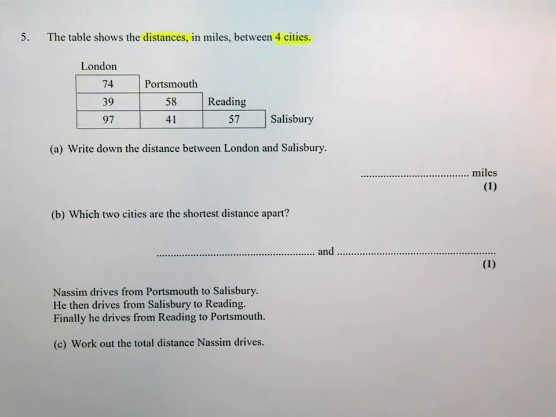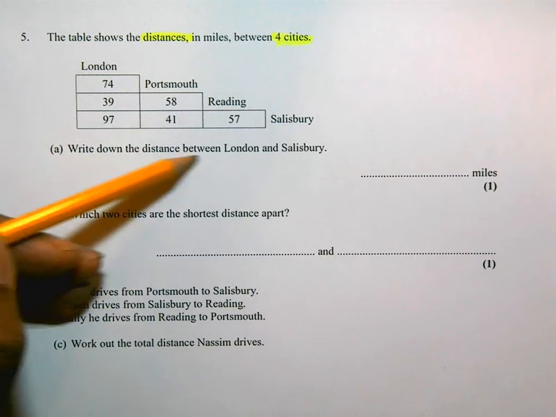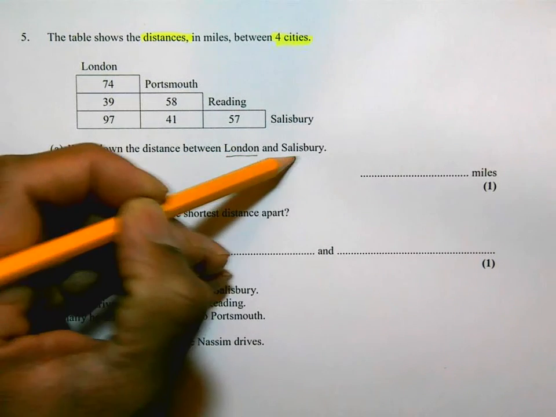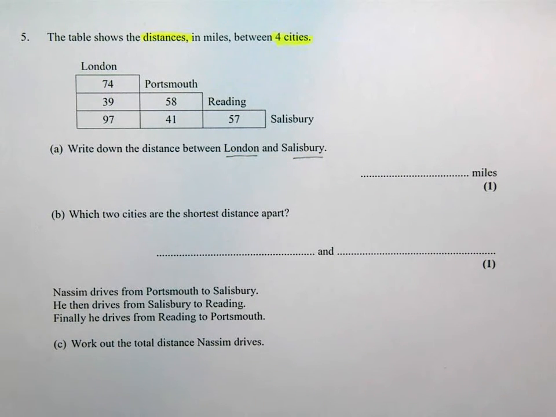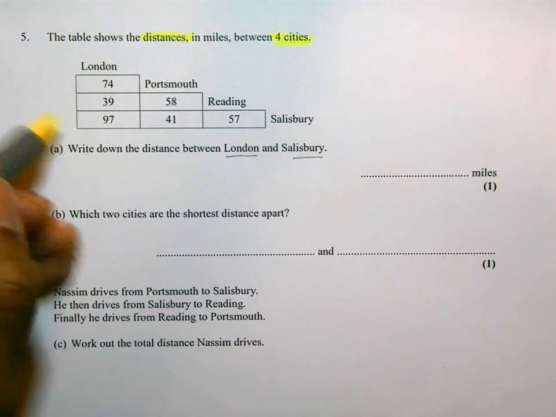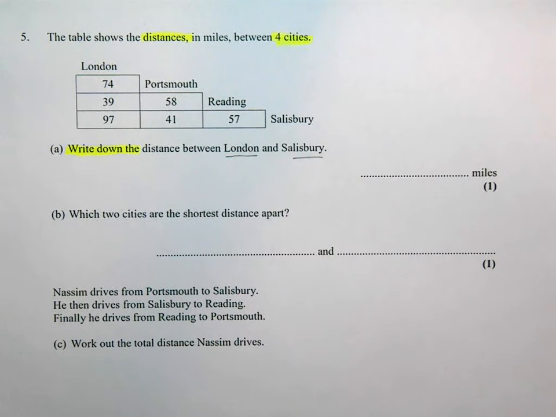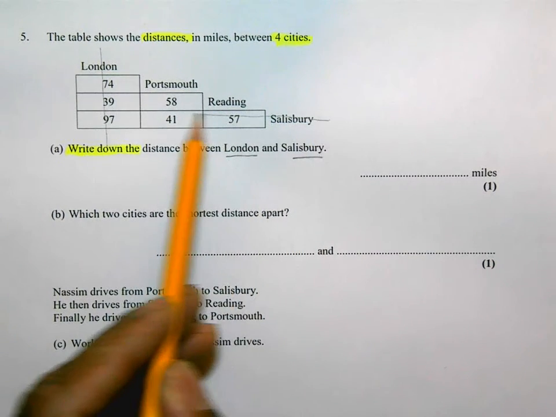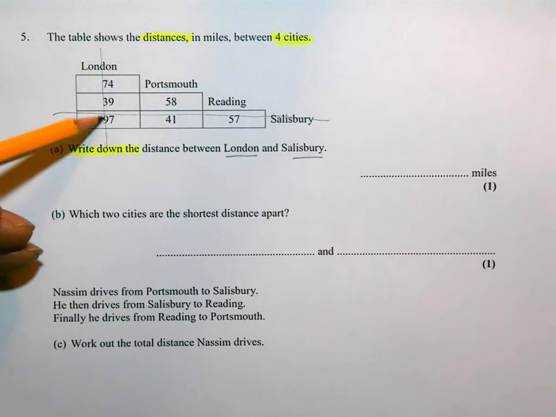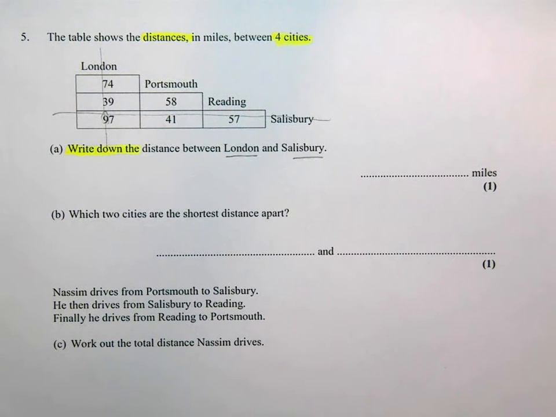The question says, write down the distance between London and Salisbury. Write down means we don't have to do any workings, we just need to find it and write it down. So how does this table work? These are all distances from London, and these are all distances from Salisbury, and where they meet over here, that's the distance between London and Salisbury. In this case, that's 97 miles.